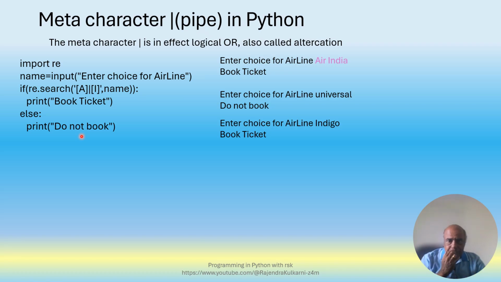Then I entered a choice, universal. It doesn't match with the criteria A or I, so we get an output do not book.